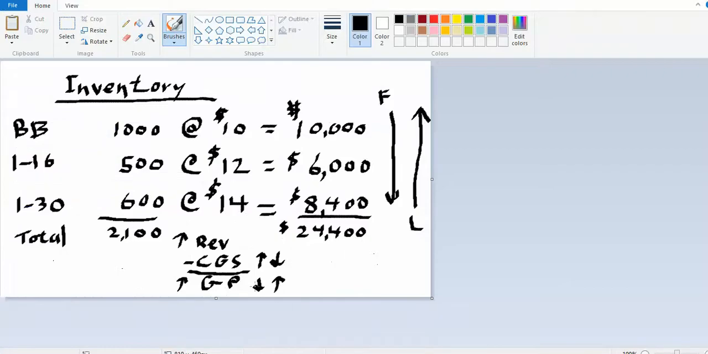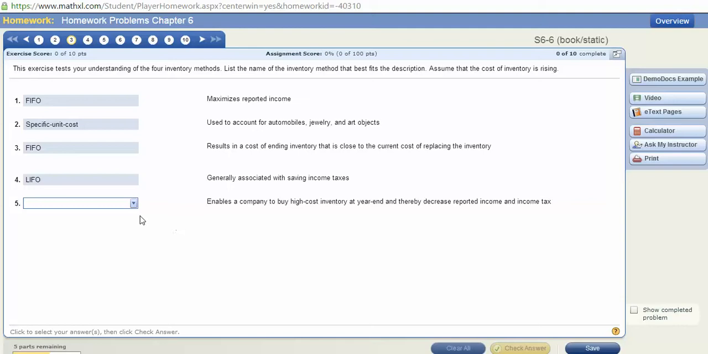Again, back to our example, if we want income taxes to be as low as possible, we want gross profit or gross margin to be as low as possible. That means you want cost of goods sold to be as high as possible. Well, when you look at the example as we have it, we have increasing costs, right? So if we want gross profit to be as low as possible, we want cost of goods sold to be as high as possible. We want to sell from these bottom layers. LIFO sells from these bottom layers and lowers income tax. Notice this is almost the exact same question as what was asked right above it.